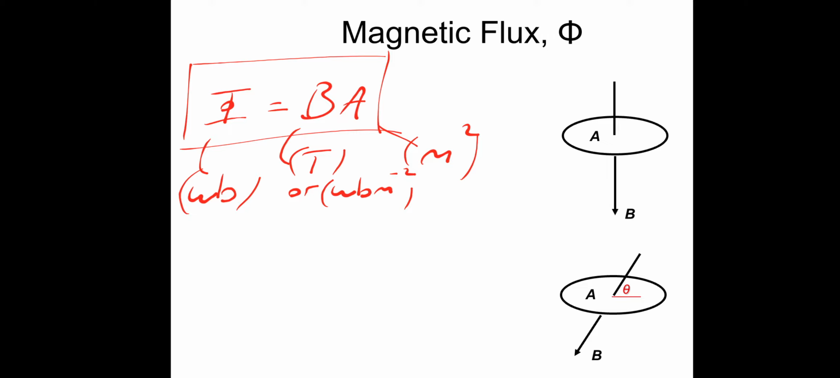And what we're always looking for is the component that's perpendicular. So if it was at an angle, it would be this component. So the value for the flux in this situation, on this diagram at the bottom, will be BA multiplied by, then you have to choose between sine and cos. Now this one is opposite the angle. So that would be sine theta.